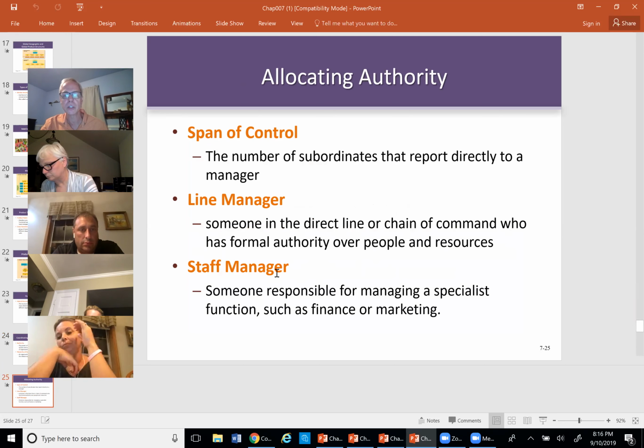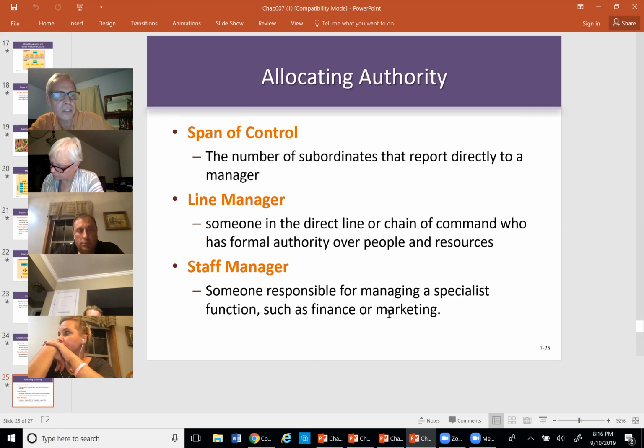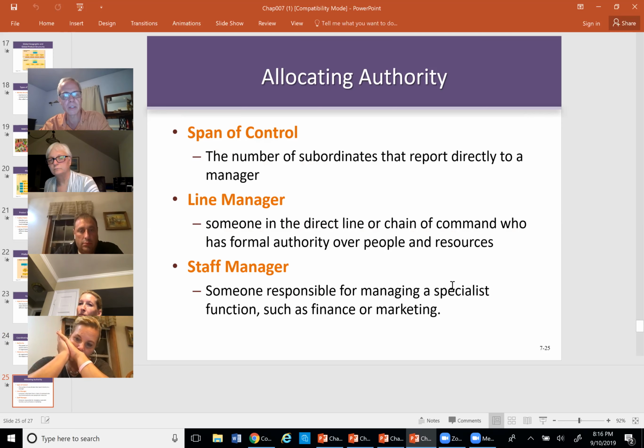A line manager is someone in the direct chain of command who has formal authority over people. A staff manager is someone responsible for managing a specialist function like legal, or finance or marketing, but marketing might be a line job too. I think of line people as people who touch the product or the customers. Staff people make the organization go, but they don't necessarily touch the product or the customers. So a staff organization would be HR or legal, right? HR is not that different from one company to the next, versus manufacturing, which is definitely different from one company to the next. So staff are the support organization that make the organization go, and line managers are the people who actually handle the product and the customers.